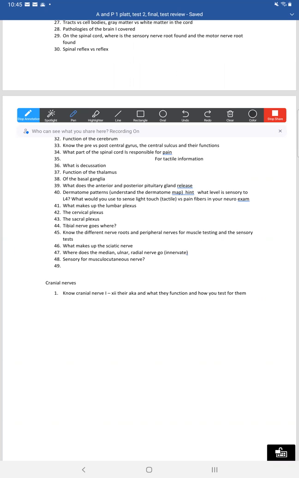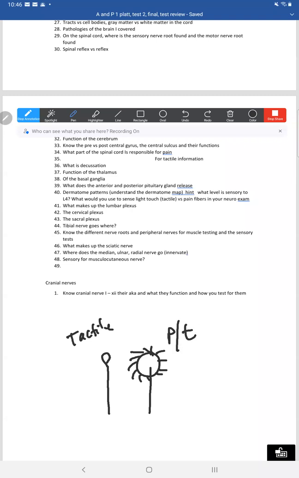Okay, so the sensory, our tests for sensory, right? Our neuro tests. Okay, you have Q-tip and pinwheel. The Q-tip is for tactile. Does this feel the same as this? The pinwheel is for pain and the temperature pathways. And then you can run the Q-tip and pinwheel over those specific dermatome patterns.